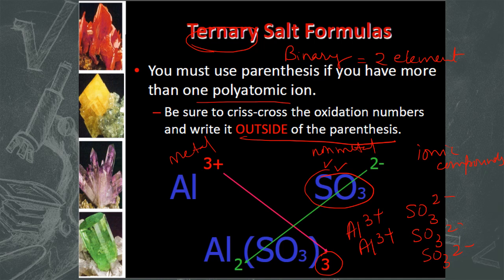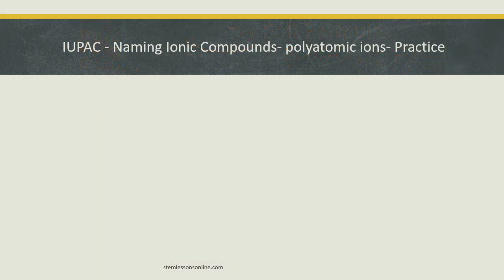That's the way. And we can name it aluminum, the same name, aluminum, for the first element. And for the second element, the polyatomic ion, you can get the name from the reference material. We are just putting it together. So that is nothing but sulfite. Okay, that's it. More examples.